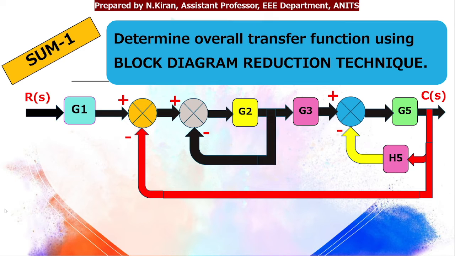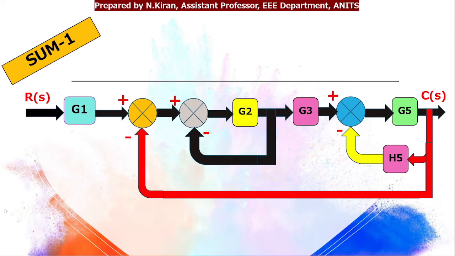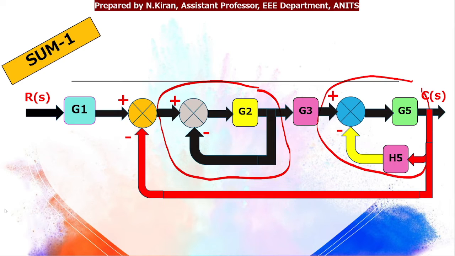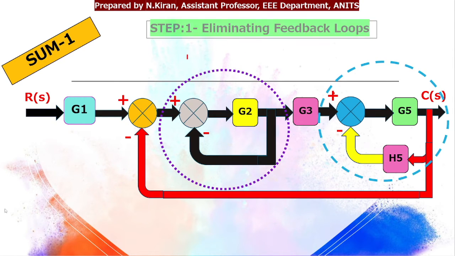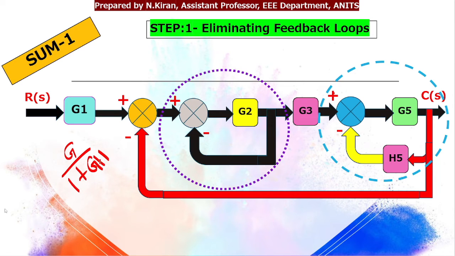In my first step, I can clearly see that this is a feedback loop and this is also a feedback loop. So I'll first try to implement these two. We know the formula, that is G by 1 plus G into H. In place of G I have here G2, and in place of H, since there is no element here, the value of H is 1.